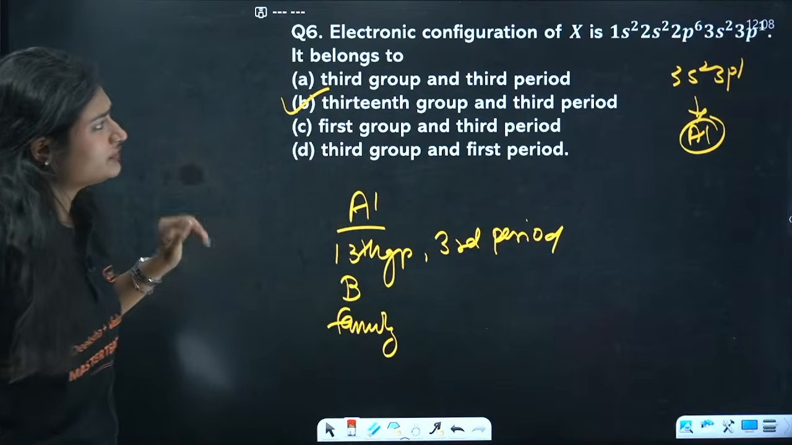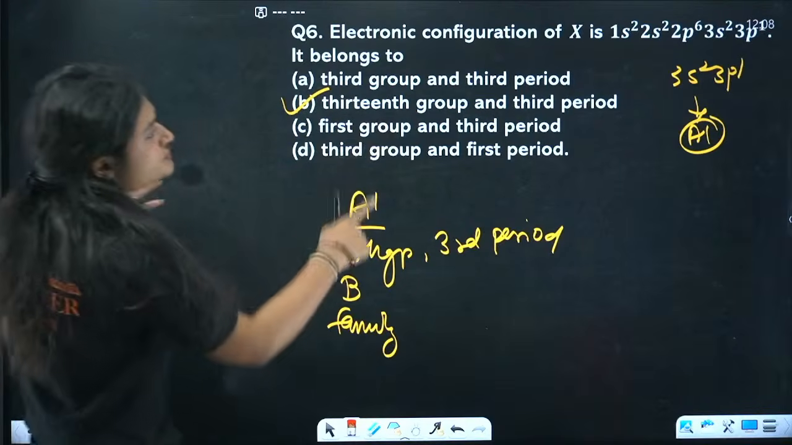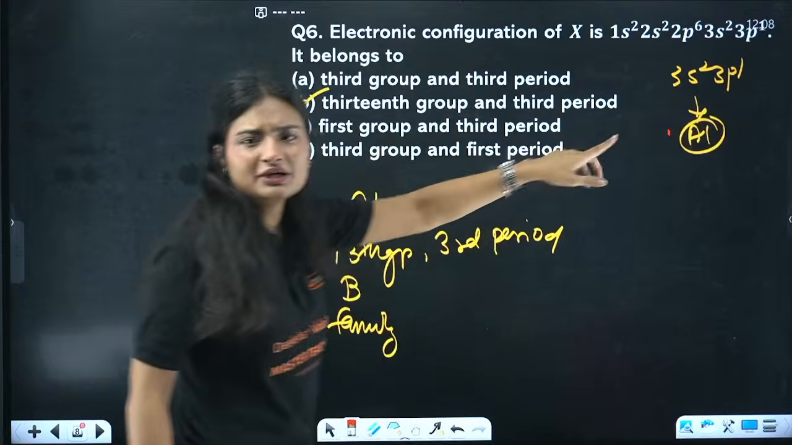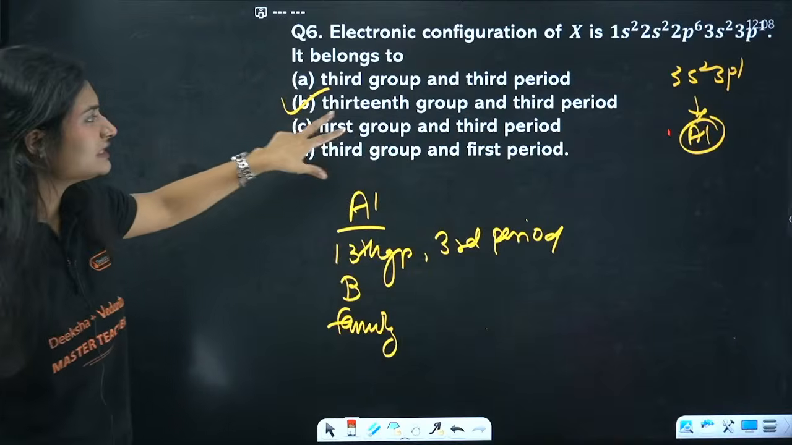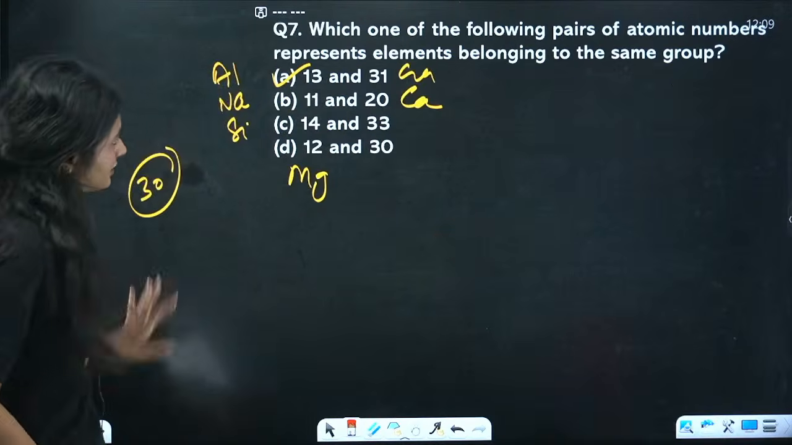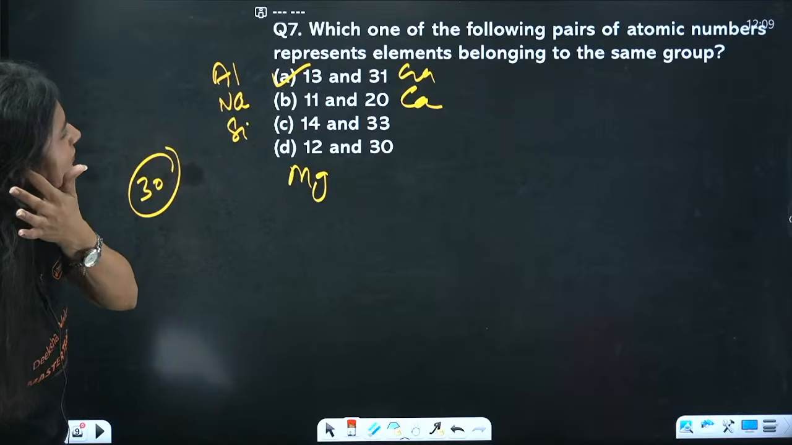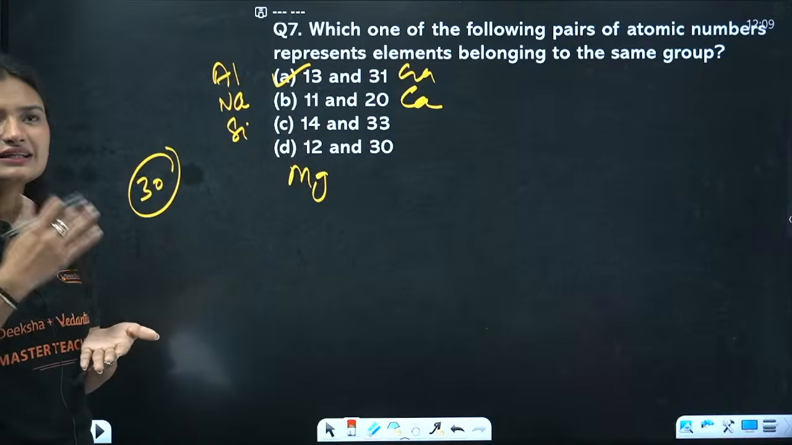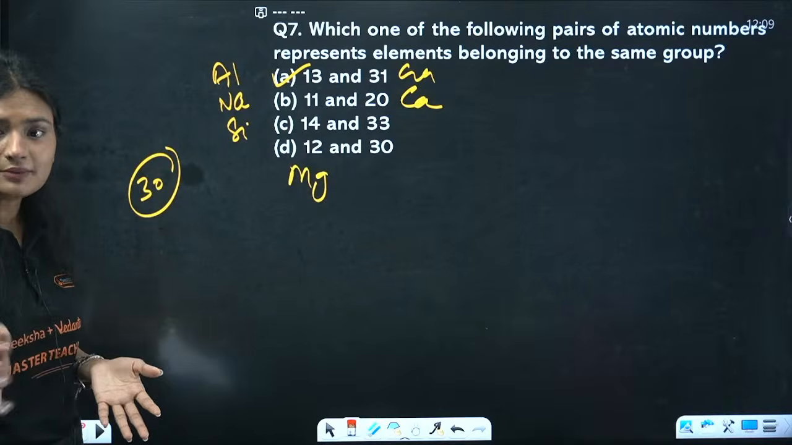This is the electronic configuration; which group does it belong to? The last electron is going to 3p1, so 3s2 3p1. That means we are talking about aluminum, which belongs to the 3rd period and 13th group, right? Clear? Next, which of the following pairs of atomic numbers represents the same group? The same group is 13 and 31. That is your periodic table questions. Not many, like 1 or 2 questions might or might not come.